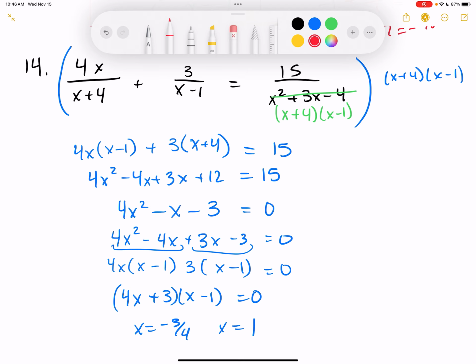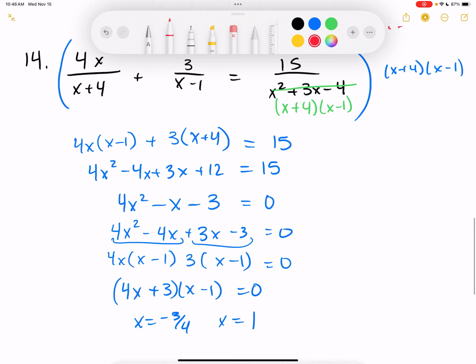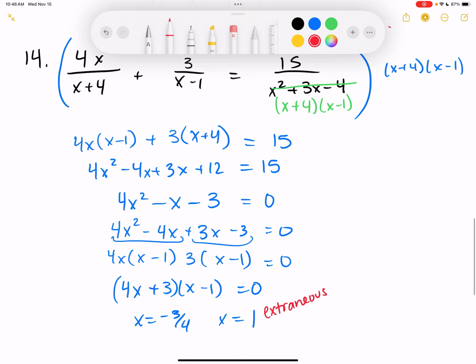Okay, so you're going to end up with something that's undefined. 1 is going to give me an undefined answer because this is going to give me a 0 in the denominator. So immediately I can say this is extraneous, because it would cause an undefined answer. I was just waiting to see if they could get that. Right, definitely.